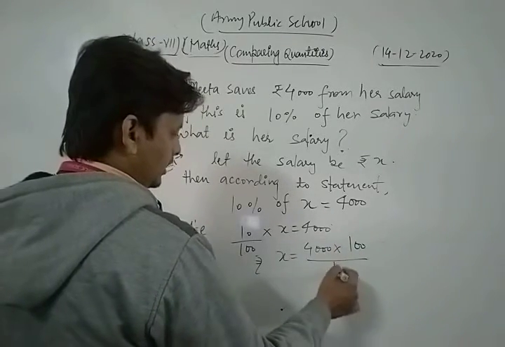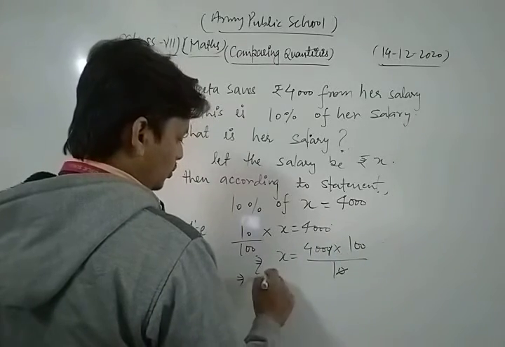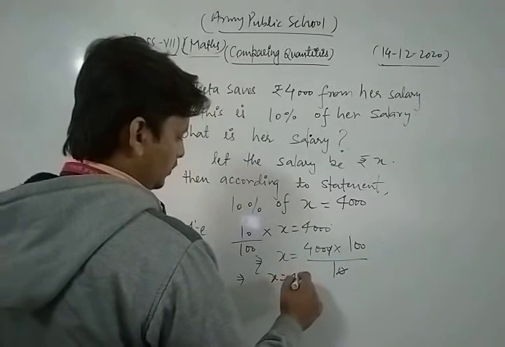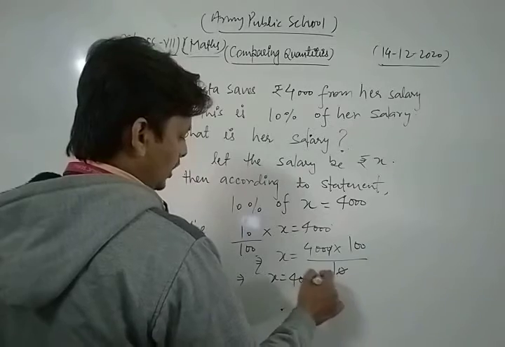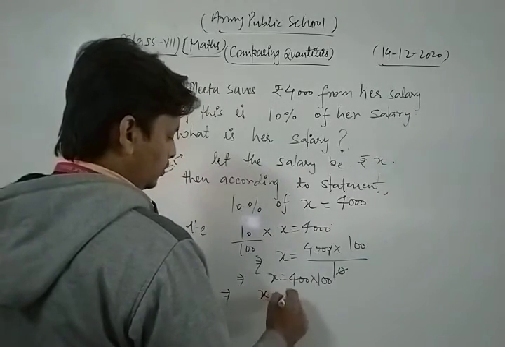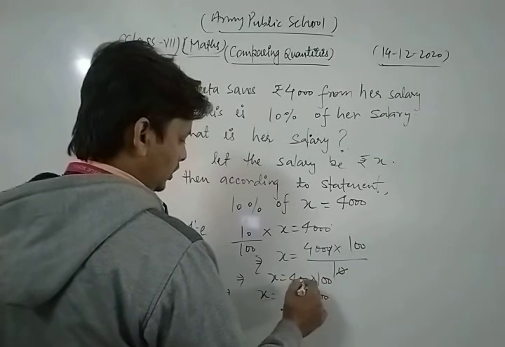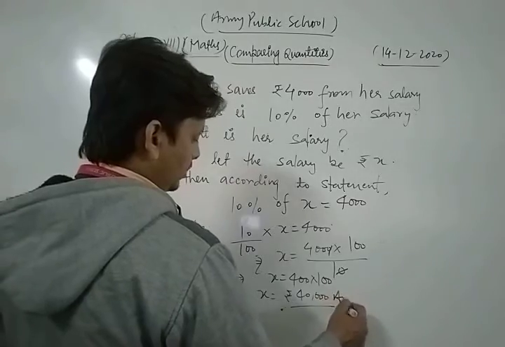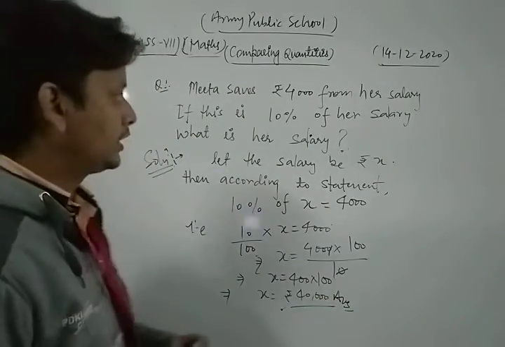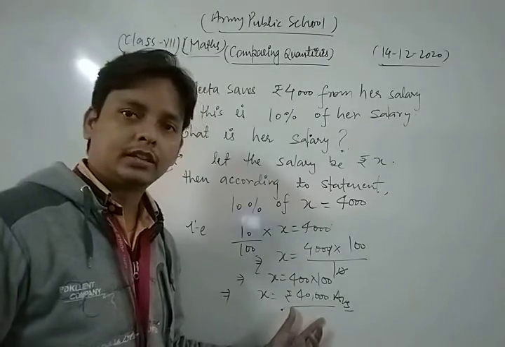divided by 10. Now 10 cancels, so X is equal to 400 into 100. Now we multiply them, we get X equal to rupees 40,000. This is our required solution. Thus in this way we can say that Meeta's salary is 40,000.